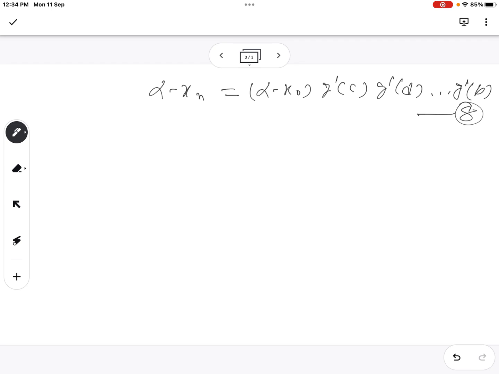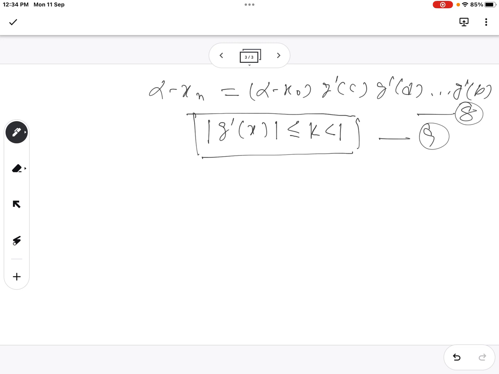At this point, if I say that the absolute value of the derivative of g is less than or equal to some value k which is less than 1, and this holds in some interval a and b, then I can write the absolute value of alpha minus xn is less than or equal to the absolute value of alpha minus x naught into k to the power n. This is equation number 10.